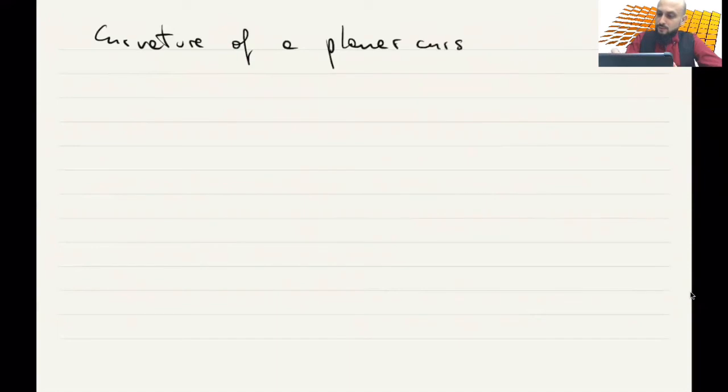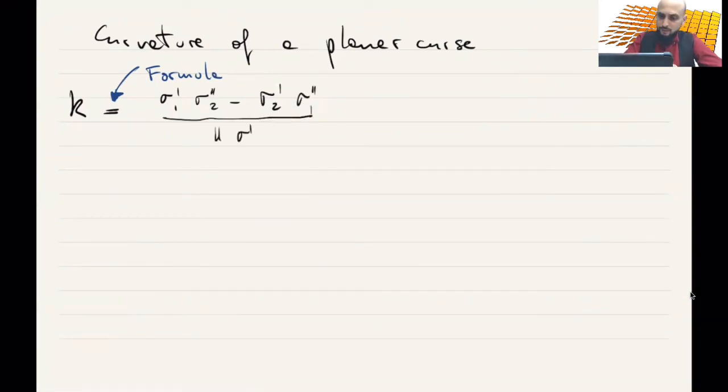So the curvature of a planar curve is K. This is not the definition, this is one formula. I hope that you saw in your study at some point the curvature of a planar curve. And this is a formula when the curve is not parameterized by arc length, which is the following: sigma prime, sigma double prime divided by the norm of sigma prime to the third. Okay, so take this for granted.